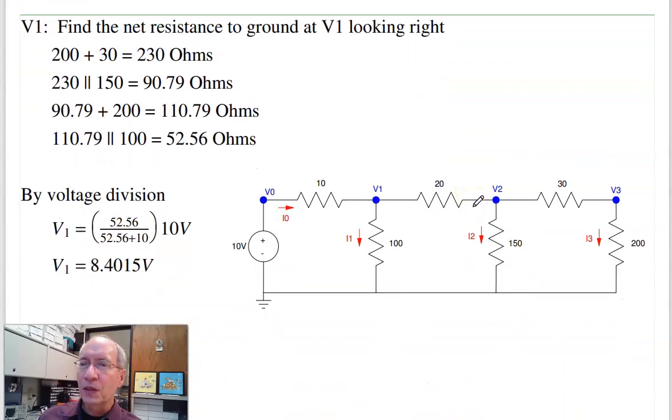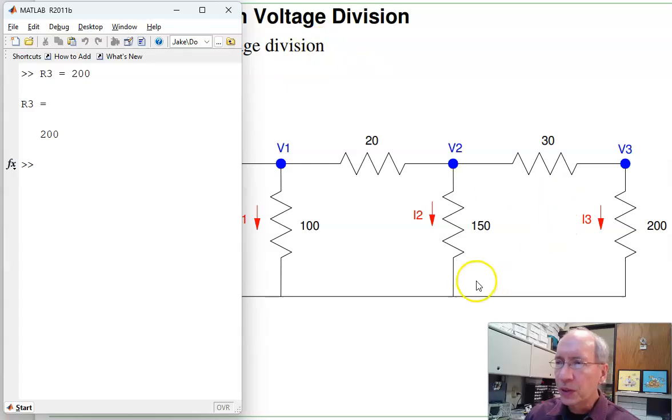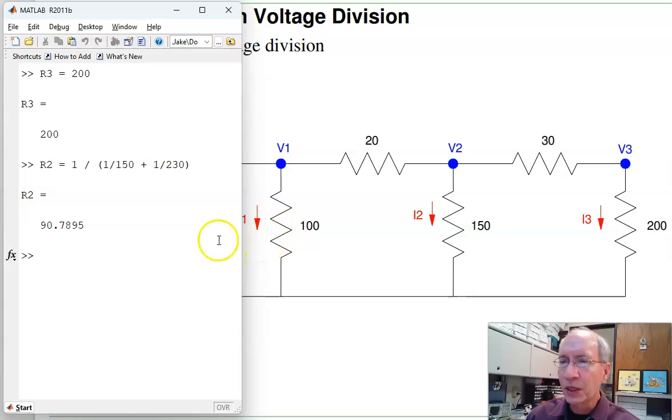So here's the procedure. First, so let's try to solve using Matlab. I know that the resistance from 3 to ground is 200. Between 2 and ground, that's resistance looking right. That'd be R2 is 1 over 150 plus 1 over 230. That's 90 ohms looking right. At V1 looking right, it's R1 is 1 over 100 plus 1 over 20 plus R2.